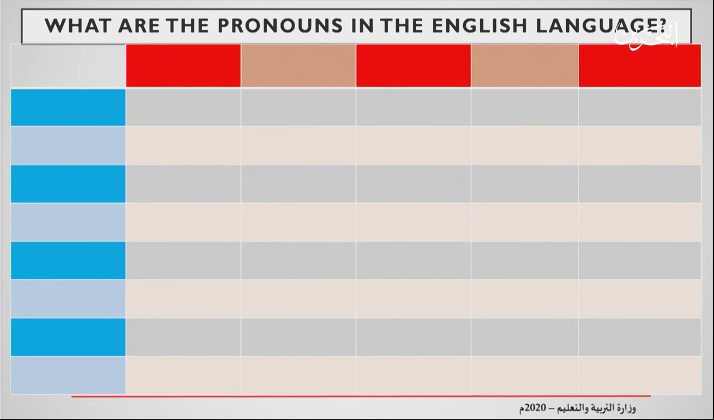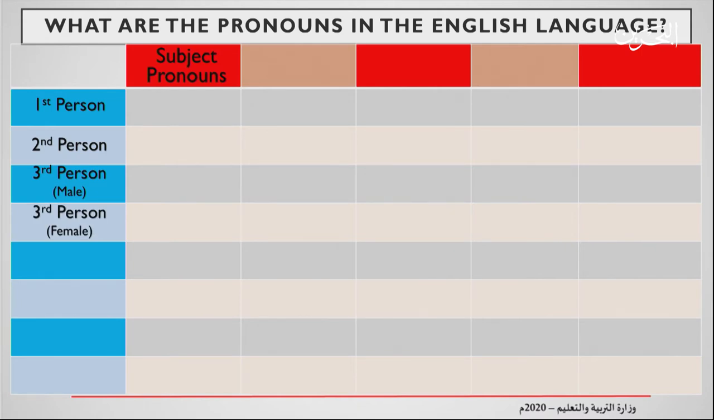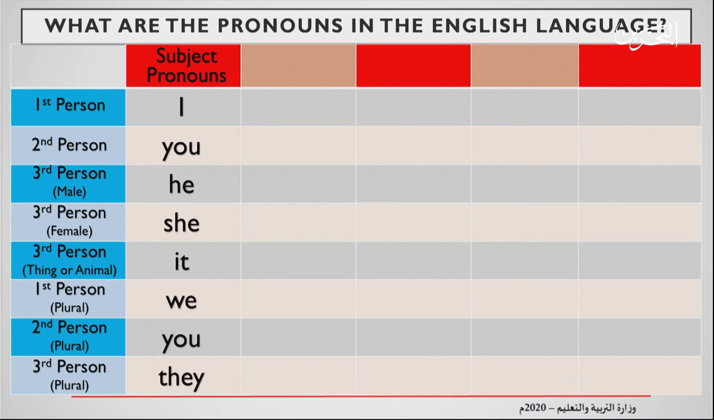All right, so what are the pronouns in the English language? I have introduced the subject pronouns, but we have about five types. So the first one is subject pronouns. In order for us to understand it, we have to go over the persons. So we have the first person. Then the second person. Then third person male. And then third person female. Third person thing or an animal. First person plural. Second person plural. And then third person plural. Subject pronouns: I, you, he, she, it, we, you, they.